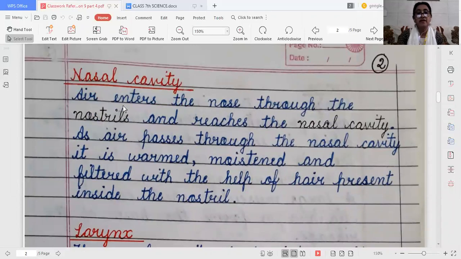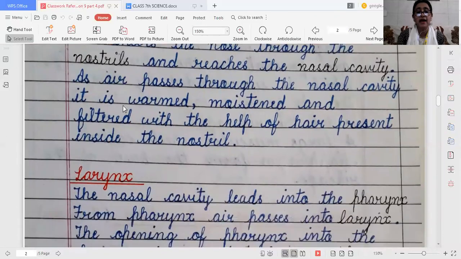What is nasal cavity? The air enters the nose through the nostrils and reaches the nasal cavity. As the air passes through the nasal cavity, it becomes warm and moistened and it is filtered there. And how is it filtered? It's filtered with the help of hairs which are present inside the nostrils. So that is the first organ, nasal cavity.